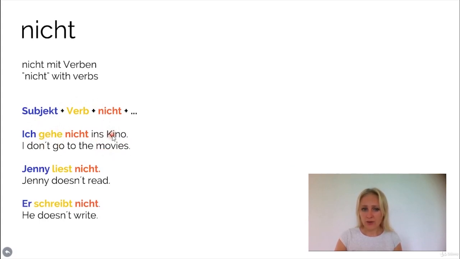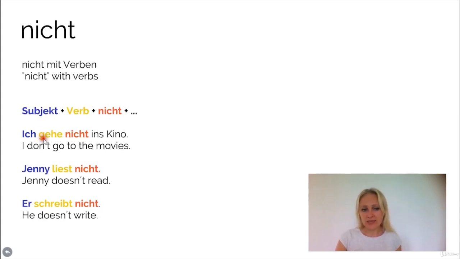Here we have a noun, but we are not negating the movies by themselves. We don't say this is not a movie, or there are no movies, or this is not a movie theater. Then we would say kein, because we negate the noun completely, movies, or here Kino. But in this case, we are negating the verb. We are negating that we are going there, not the movies by themselves.